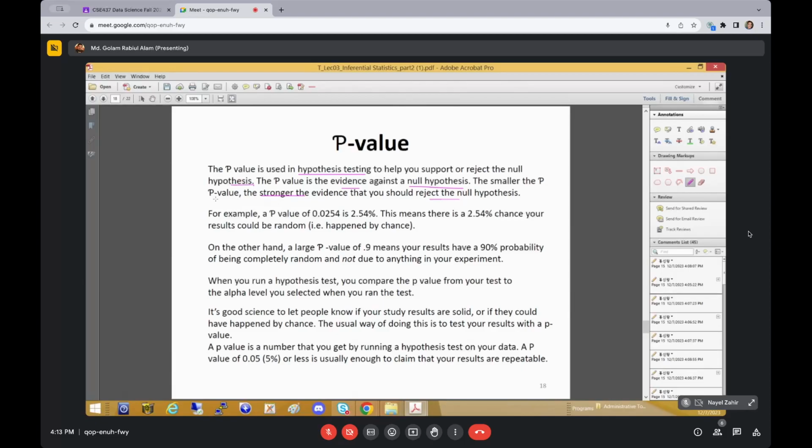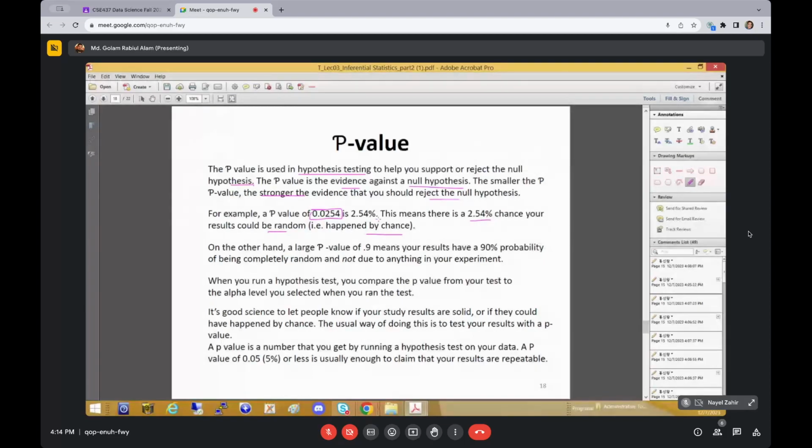Okay. So for example, if it is mentioned the p-value is 0.0254, what does it mean? It means that there is only a 2.54% chance that your result could be random. That means this happened by chance, only 2.54% possibility. So your result maybe came by chance or randomly.